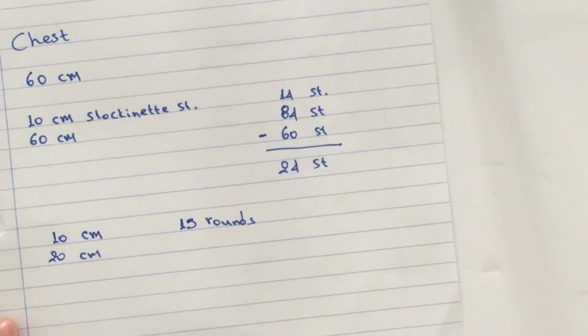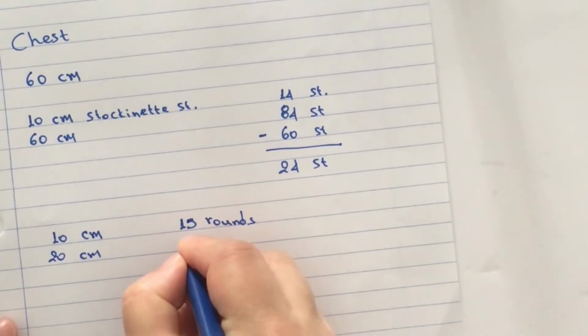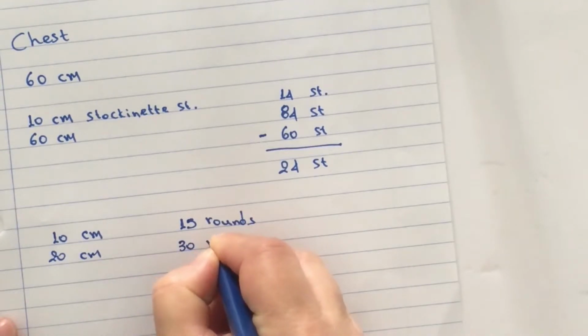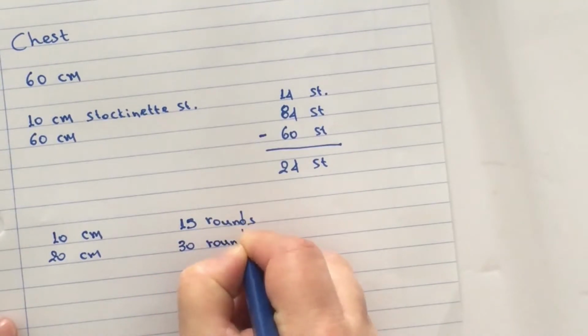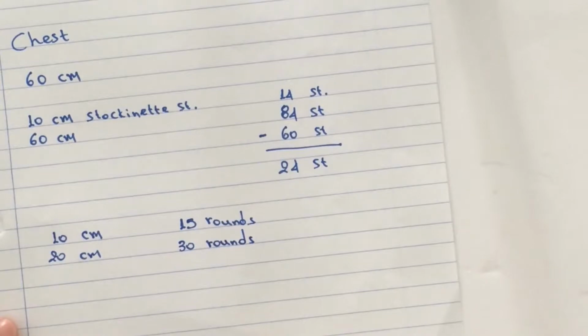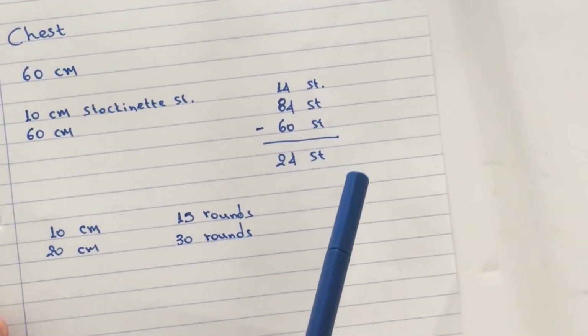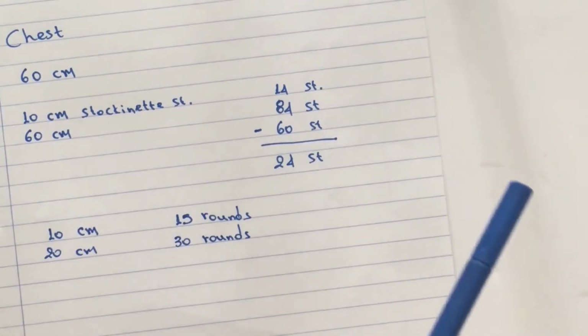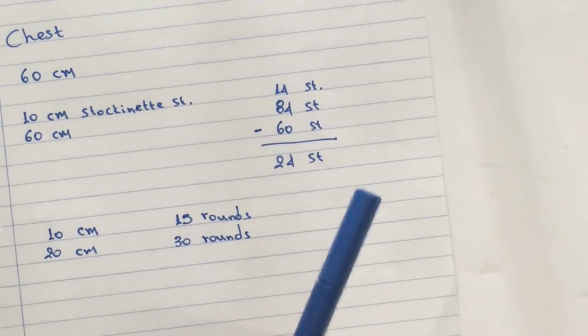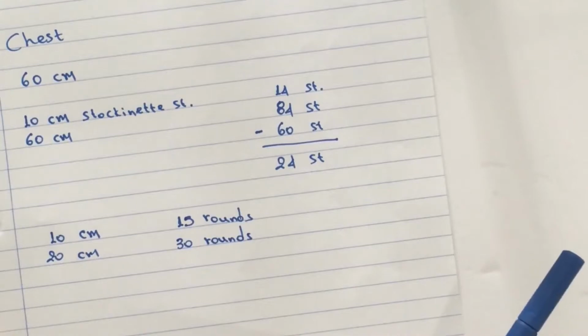So I'm going to use the rule of 3. I know that for 10 centimeters I need to knit 15 rounds, but I need 20 centimeters. So this calculation is easy because it's the double. So I will need to knit 30 rounds.